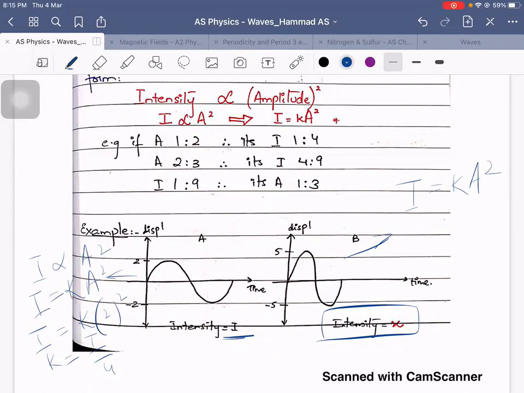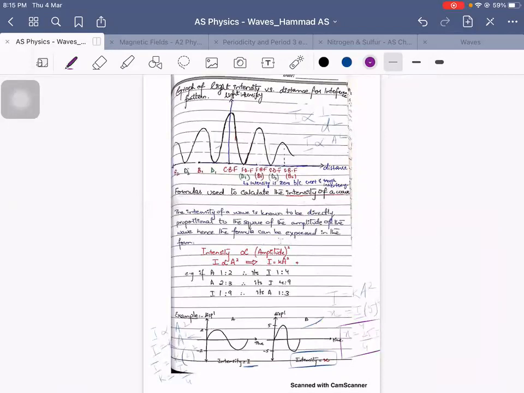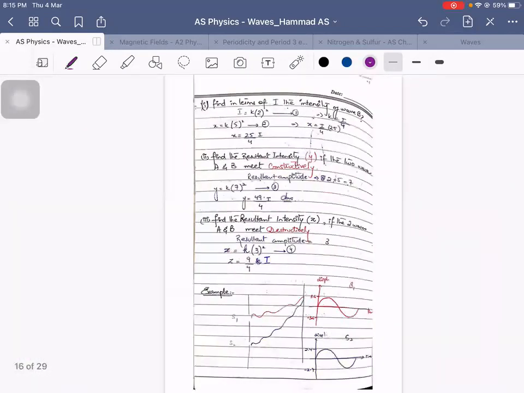The intensity for wave B is considered to be X. K has the value I upon 4, and the amplitude of wave B is 5, right? Simply put in the value. So X is equal to 25 upon 4 of I. And that is how you actually work off questions like these. These are very straightforward questions. They won't confuse you with these.